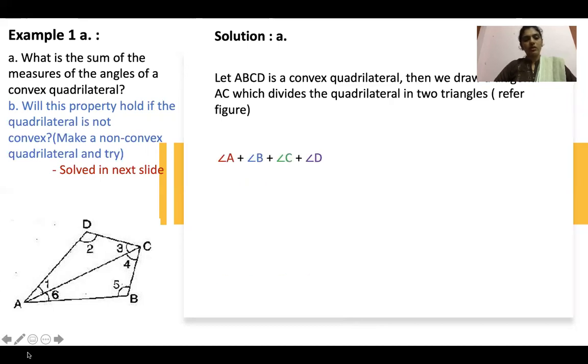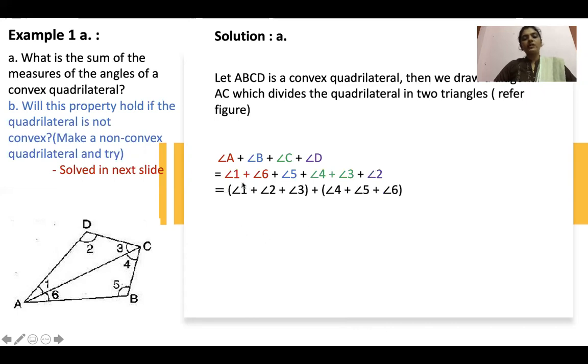According to the question, we need to find the sum of the interior angles of a quadrilateral. So here we have angle A plus angle B, angle C plus angle D. We need to find the sum of all these angles. If we see, this A is equal to angle 1 plus angle 6, this B is equal to angle 5, this C is equal to angle 3 plus angle 4, and this D is equal to angle 2.